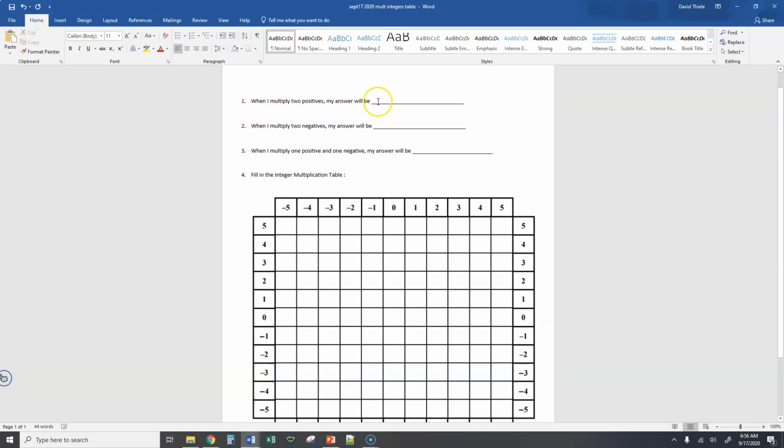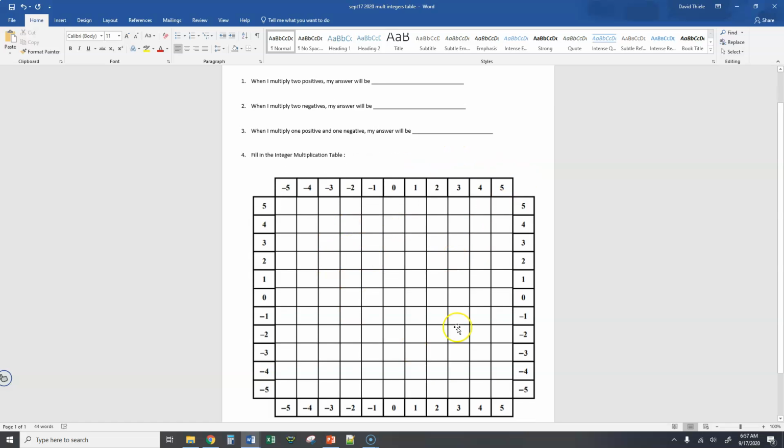When I multiply two positives, is your answer going to be positive or negative? So we have to think, 2 positives. Question 2, when I multiply 2 negatives, what's your answer going to be? And when I multiply 1 positive and 1 negative, what will your answer be? And then just fill in this table.